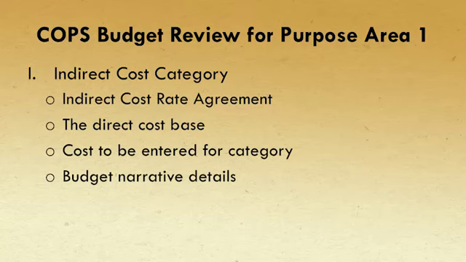Indirect cost category for Purpose Area 1. The COPS office agrees with the information that was just explained for this category. Additional points for Purpose Area 1 are as follows. All applicants who are requesting indirect costs will need to submit an approved current indirect cost rate agreement that was negotiated and signed by your cognizant federal agency. If you are currently in negotiations with your cognizant federal agency for a current indirect cost rate agreement, please provide an email confirmation from them.